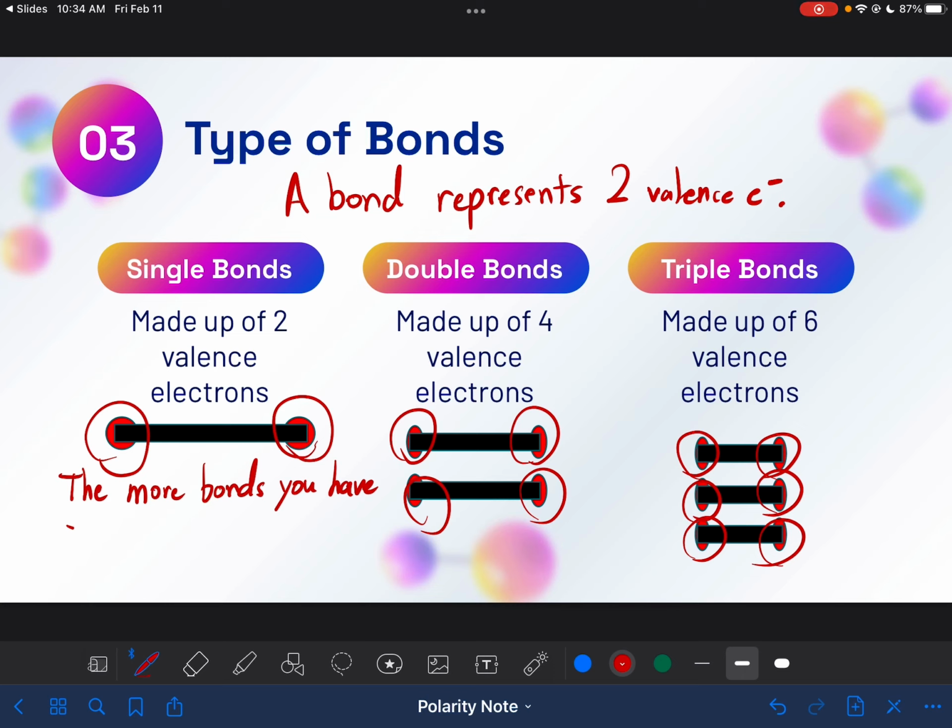So something that you can keep in mind is that the more bonds you have, the shorter the length of the bond. So that is good information to keep in mind for the test or for anything in general. Okay, so as you get more bonds, it gets tighter between the elements, which means the length of the bond will get shorter. So keep that in mind when you are going over these notes.